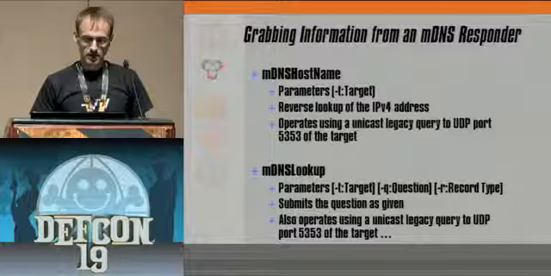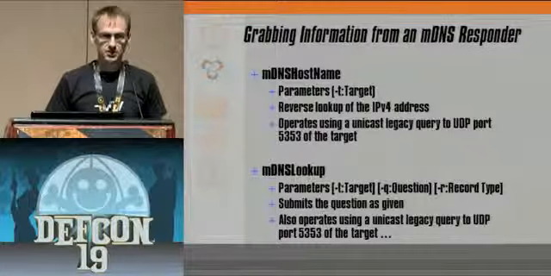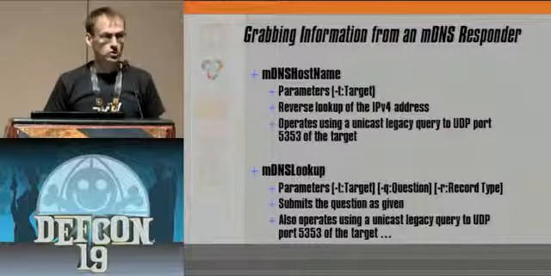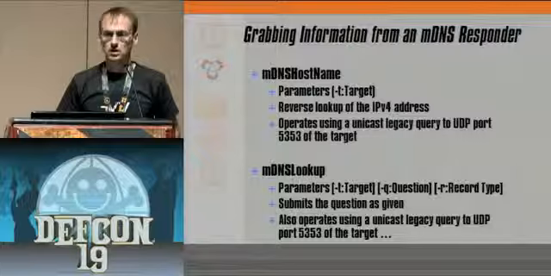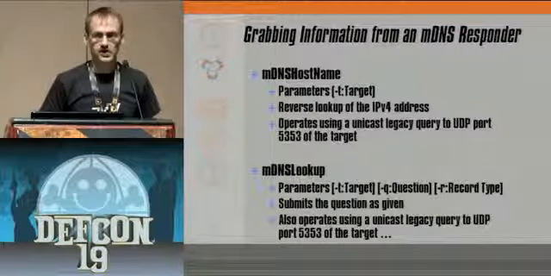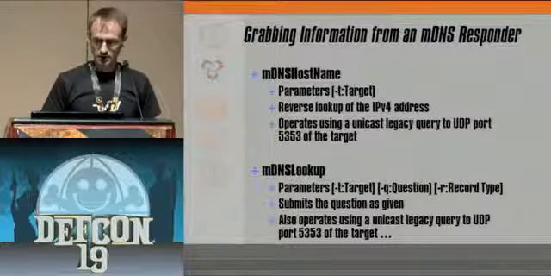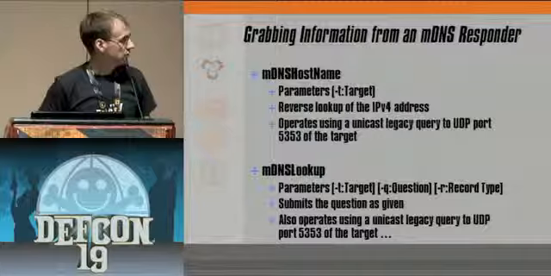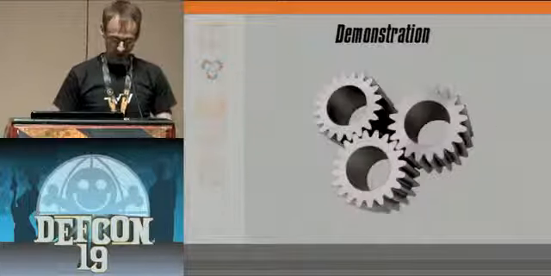So I made MDNS lookup. There's the parameters there. And now it's important to realize that it submits the question as given. If you fat-fingered or screwed up, you're out of luck. So if you don't get an answer, especially in situations when you were expecting an answer, go ahead and reevaluate that to make sure that your question is correct. And it also operates using a unicast legacy query to UDP port 5353 of the target. I'm going to go ahead and do a demonstration of that real quick.